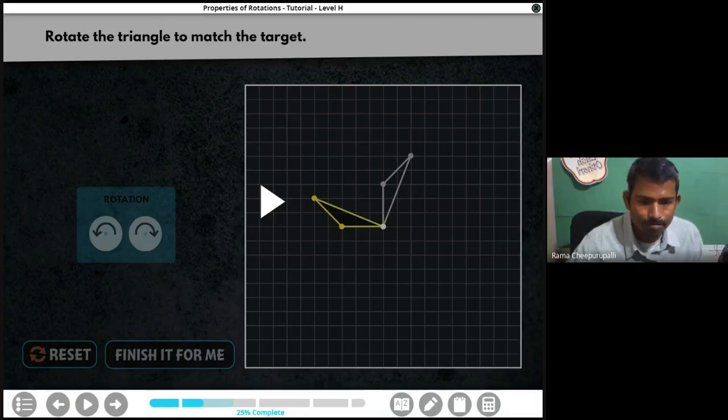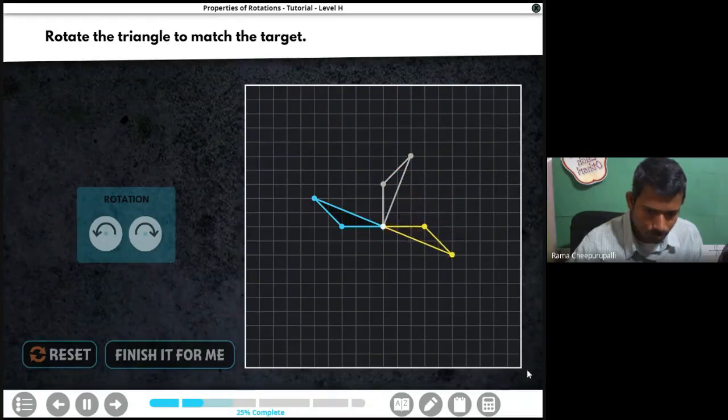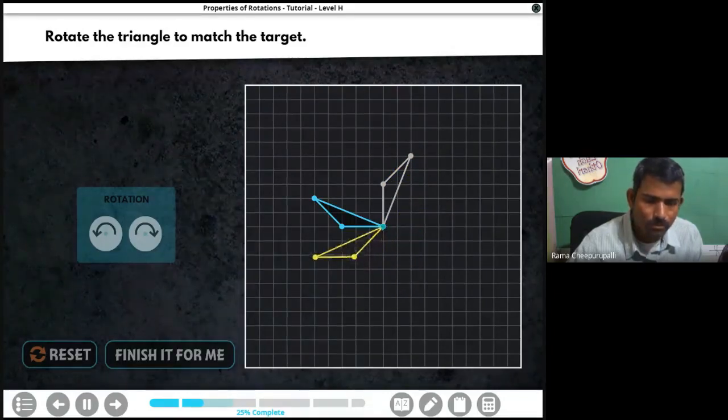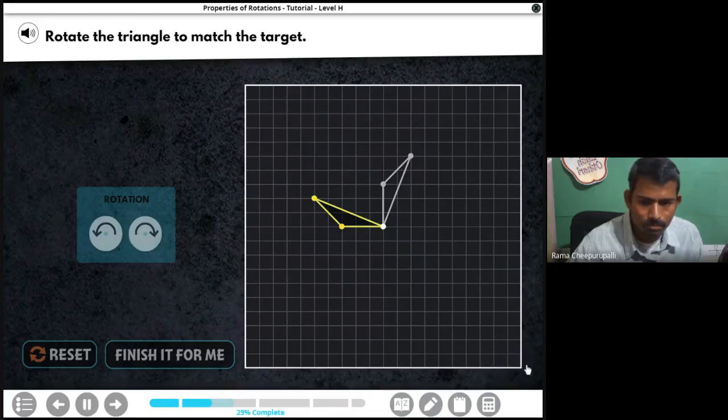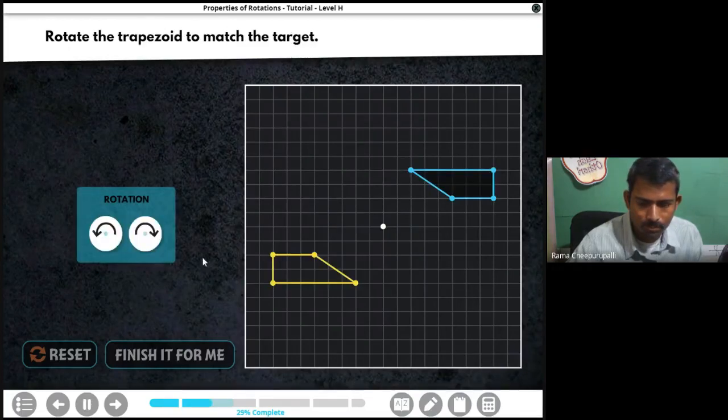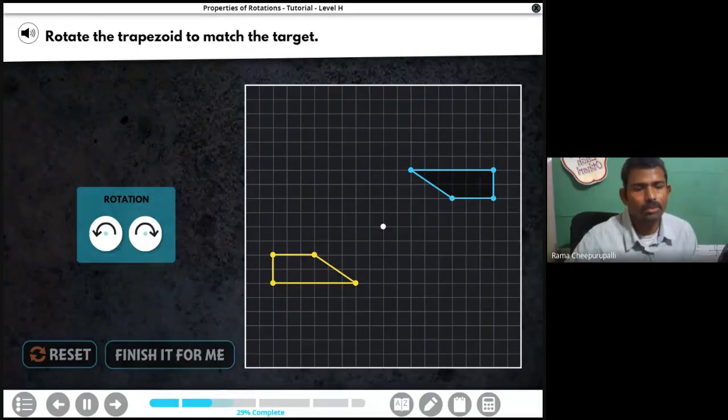Or rotate it 270 degrees clockwise to match the target. Rotate the trapezoid to match the target. Now think about it and tell me, is it clockwise, how many degrees, or counterclockwise, how many degrees? Type it in the chat box.